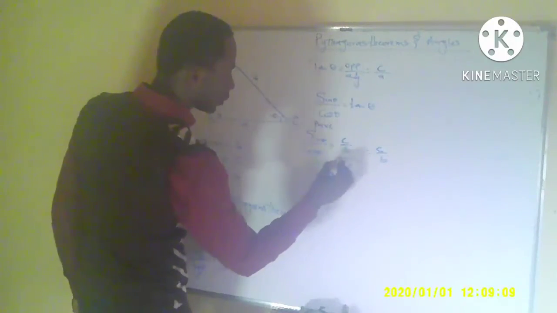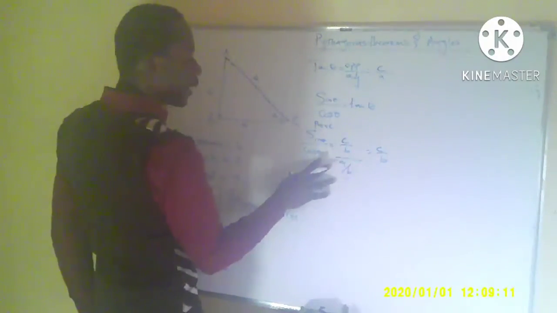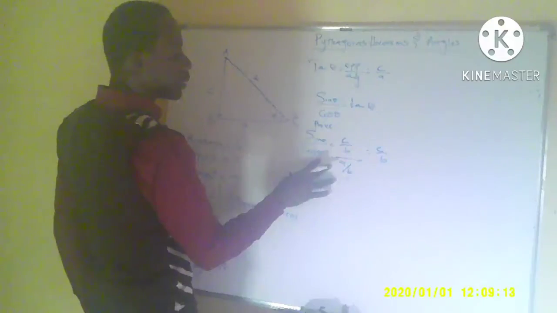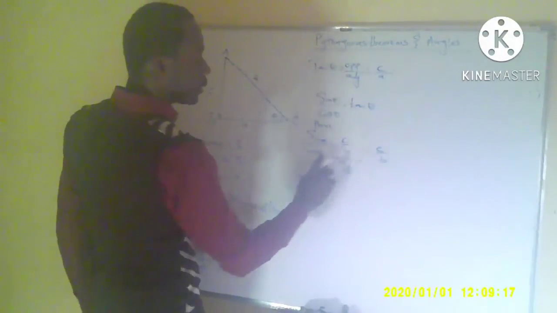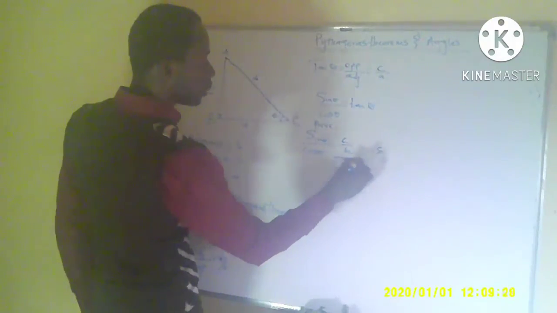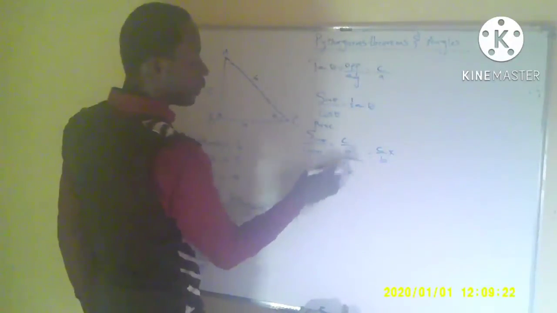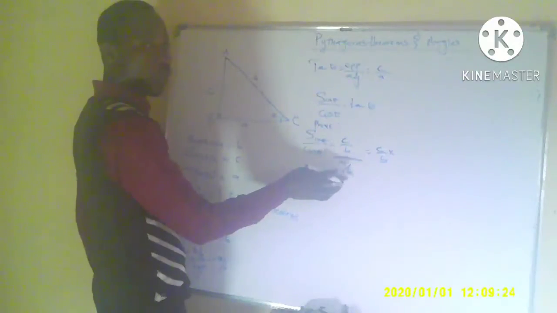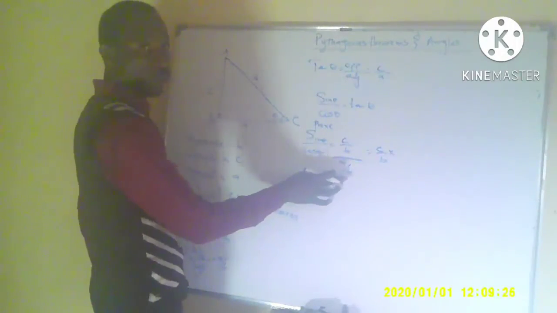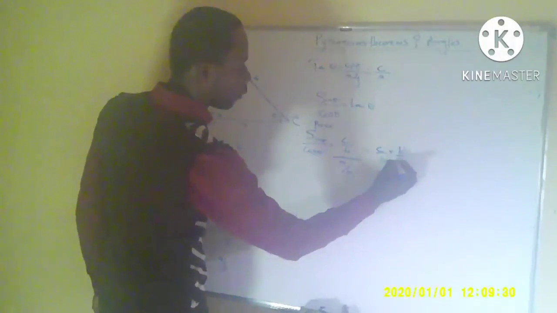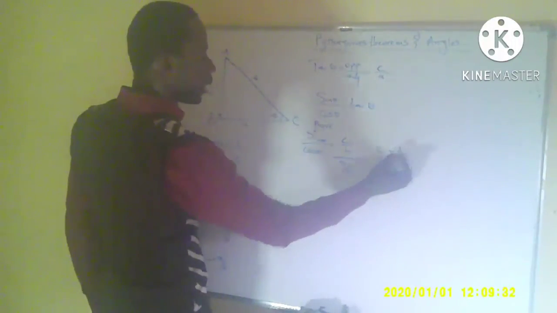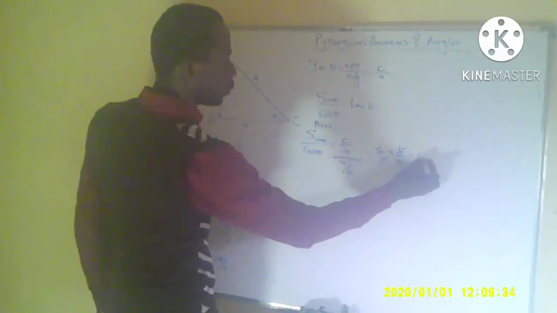Remember that by the time we take this to the other side, the sign division changes to multiplication. It becomes the reverse, the inverse. The denominator becomes the numerator and the numerator becomes the denominator. So we are going to have B over A. So B will cancel B, then we have C over A.